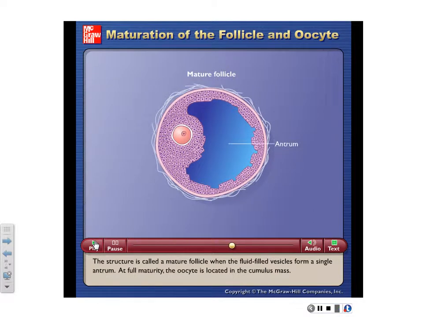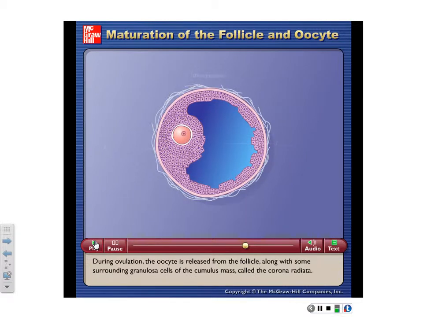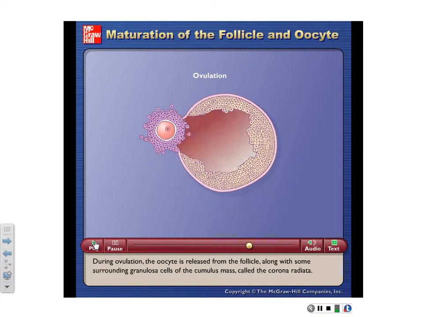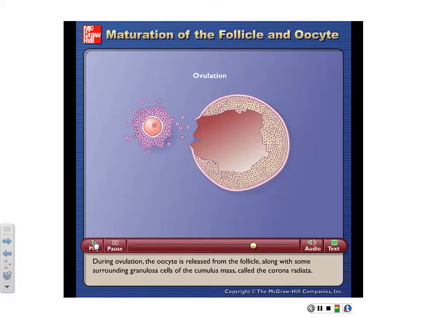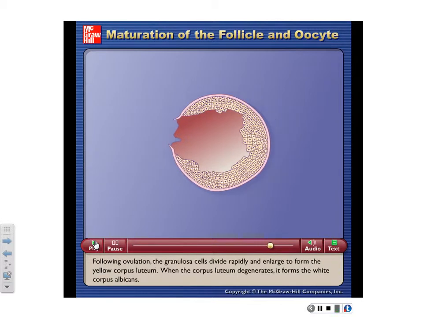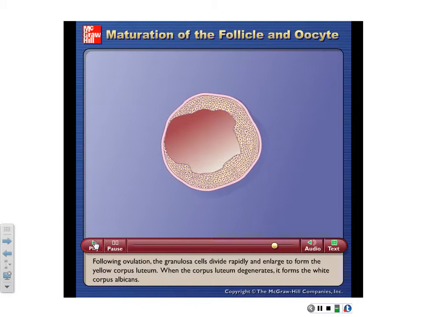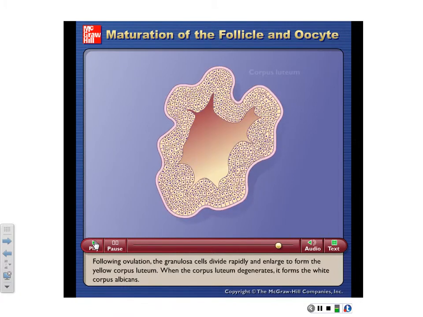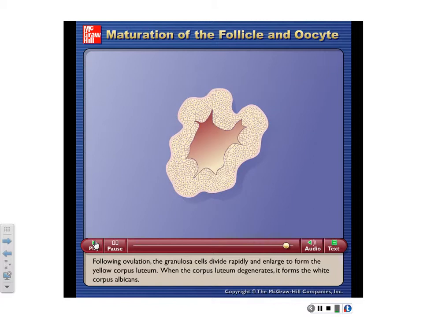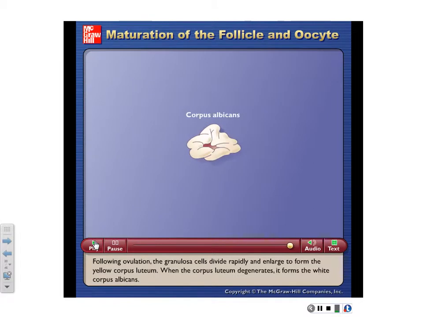At full maturity, the oocyte is located in the cumulus mass. During ovulation, the oocyte is released from the follicle, along with some surrounding granulosa cells of the cumulus mass, called the corona radiata. Following ovulation, the granulosa cells divide rapidly and enlarge to form the yellow corpus luteum. When the corpus luteum degenerates, it forms the white corpus albicans.